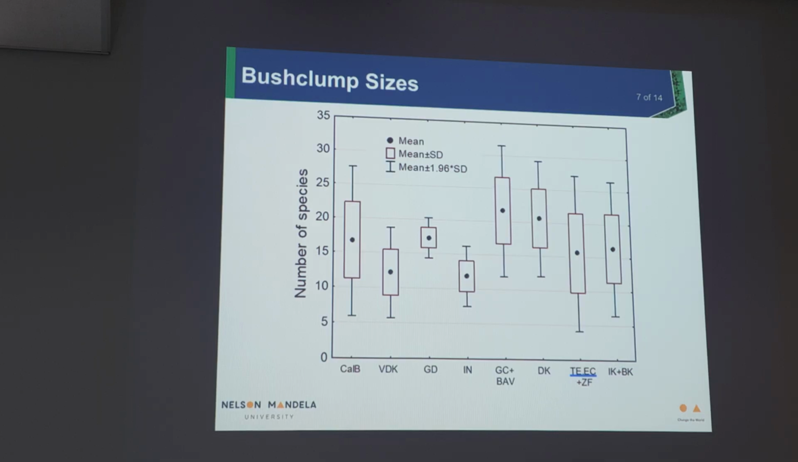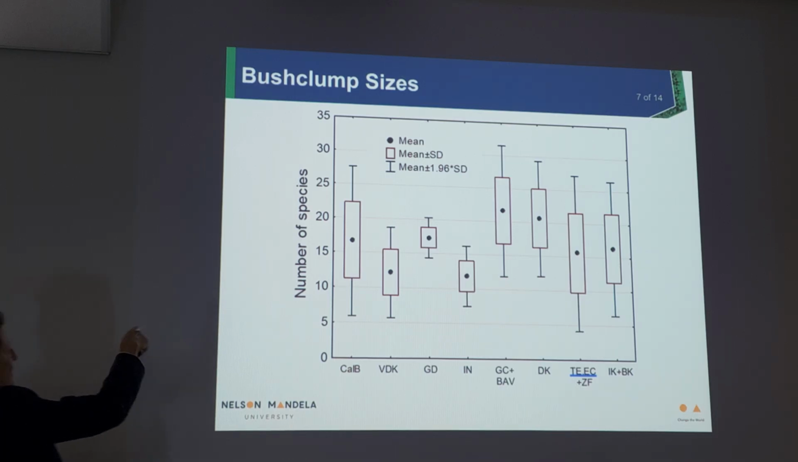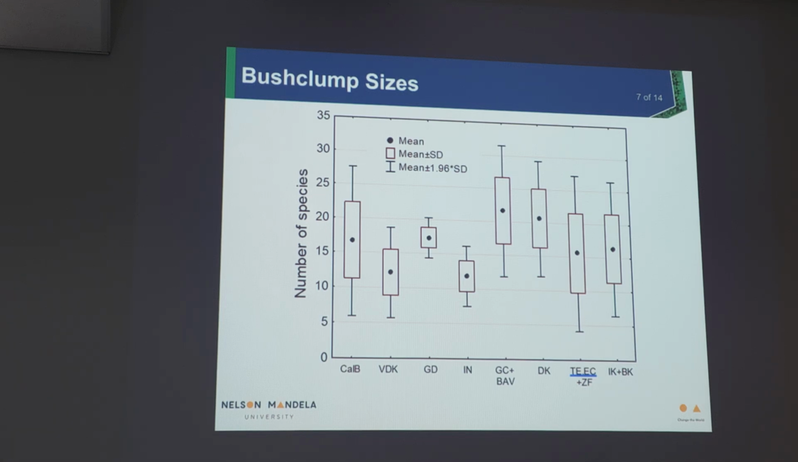you'll notice that there's really not much difference between the different sites in terms of bush clump sizes. So this is just the number of species in the bush clumps, and you can see that they all sort of the same. So we're looking, and of course she would have standardized it on the over 30 square meter bush clumps, and we end up across the landscape with roughly the same sort of species number.